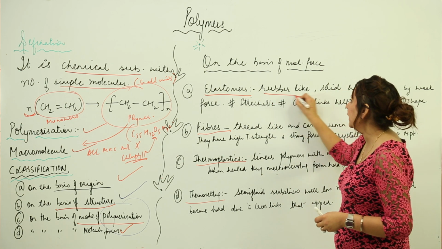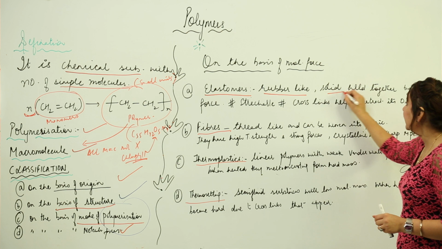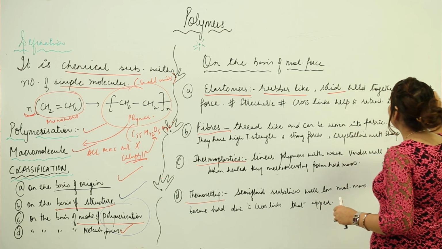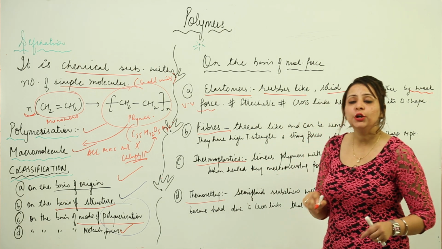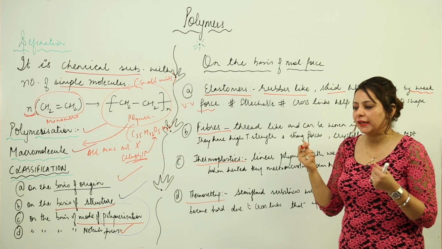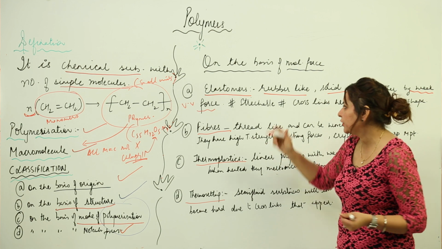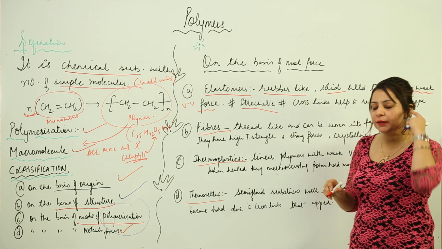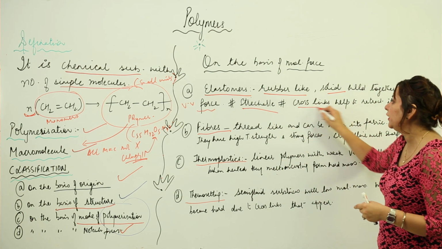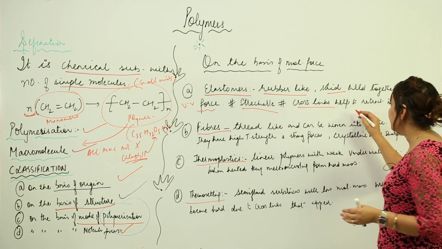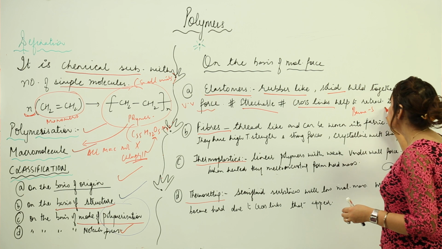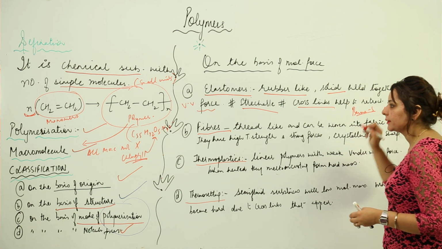Elastomers are actually rubber-like. They are solid, but the force which exists between them is a weak van der Waals force, due to which they are somewhat stretchable also, and you know that the development of crosslinks helps them retract to their original shape. So this is what elastomers are. Examples we have are Buna-S and natural rubber.